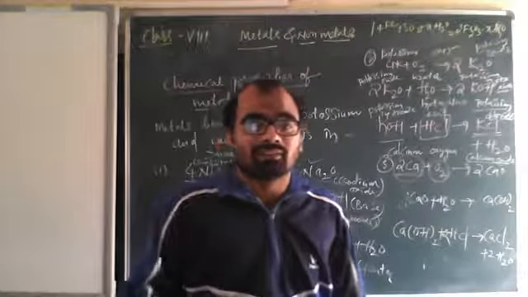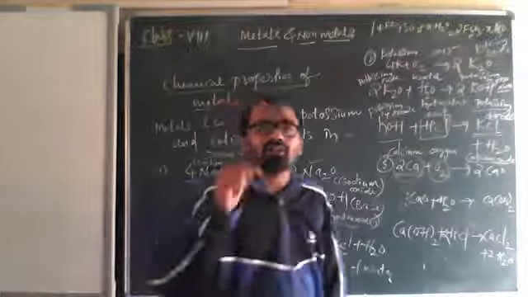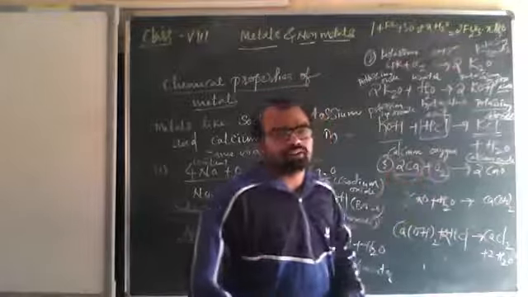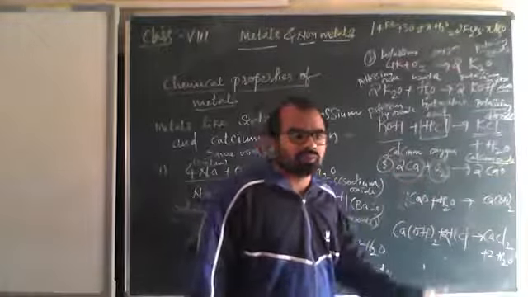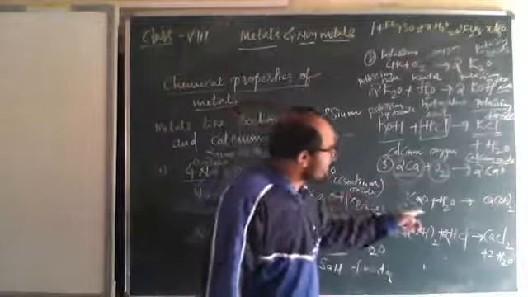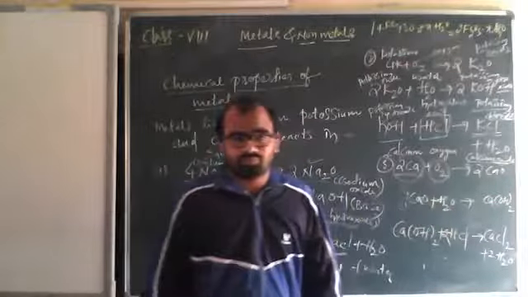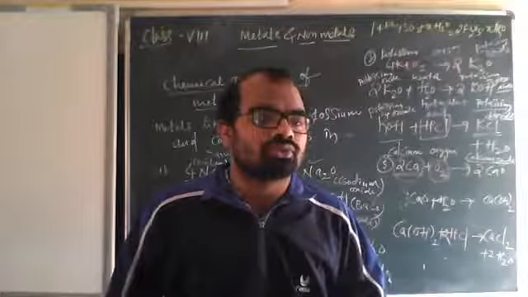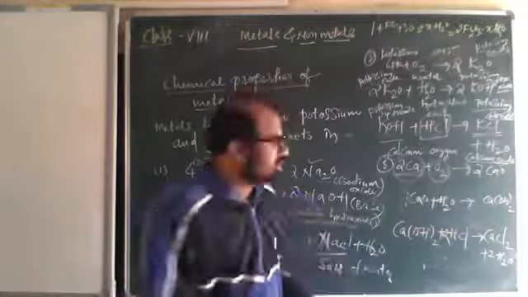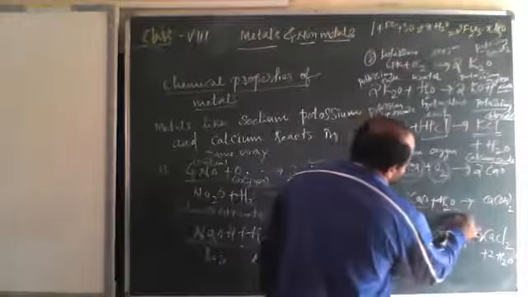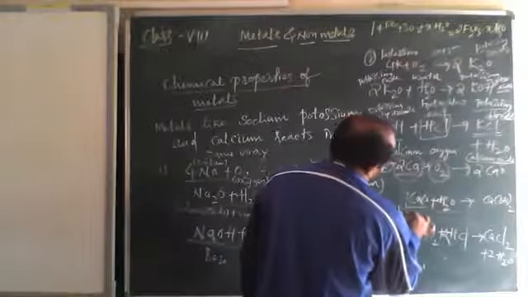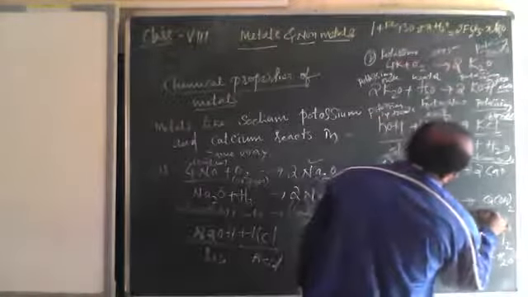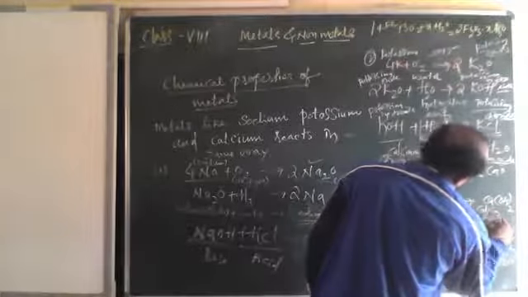Calcium is a metal. Calcium oxide is metallic oxide. Metallic oxides are basic in nature. How to know that metallic oxides are basic in nature? They will turn the red litmus to blue litmus. That means they are basic in nature. So calcium oxide will react with water. Then what it produces? Calcium hydroxide. Calcium oxide reacts with water, produces calcium hydroxide.